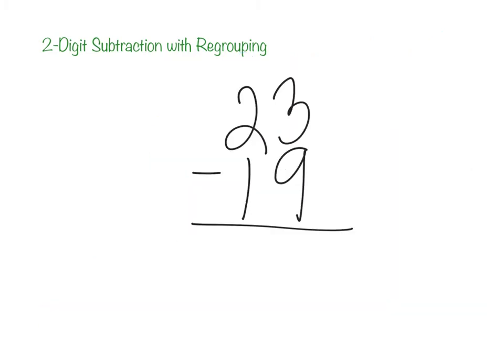Let's subtract 23 minus 19. Again, I want to make sure that I'm doing it correctly, so what place value do we need to start in? That's right, the ones. And if you need to, label it. Miss Ayala still does. I want to make sure I'm in the right place, so I'm going to start in my ones. I'm going to do 3 minus 9. Can you do 3 minus 9?